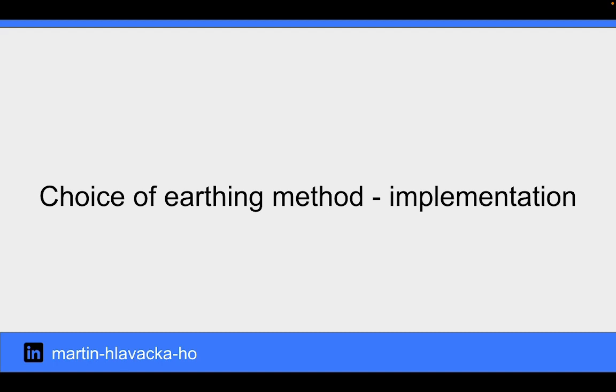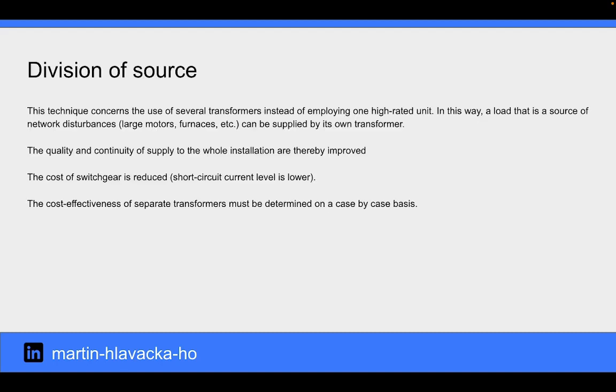Choice of earthing method and implementation. Division of source. This technique concerns the use of several transformers instead of employing one high-rated unit. In this way, a load that is a source of network disturbances can be supplied by its own transformer. The quality and continuity of supply to the whole installation are thereby improved and the cost of switchgear is reduced. The cost effectiveness of separate transformers must be determined on a case-by-case basis.